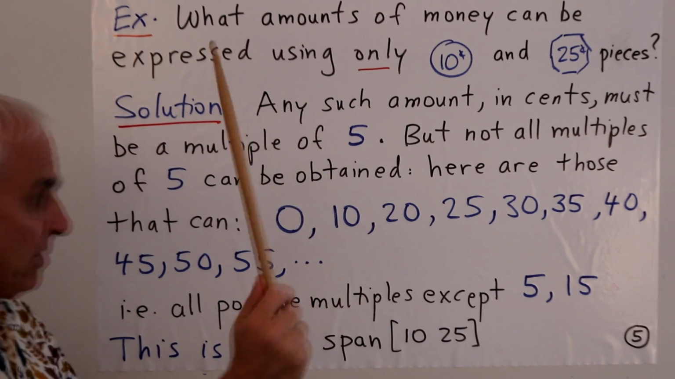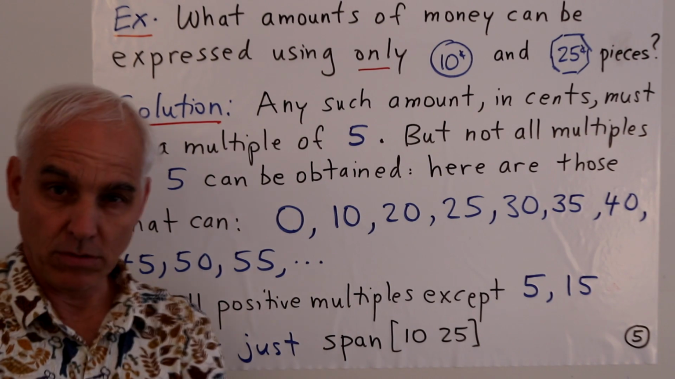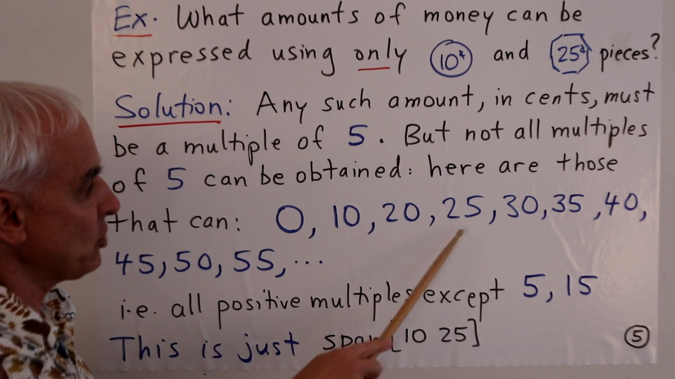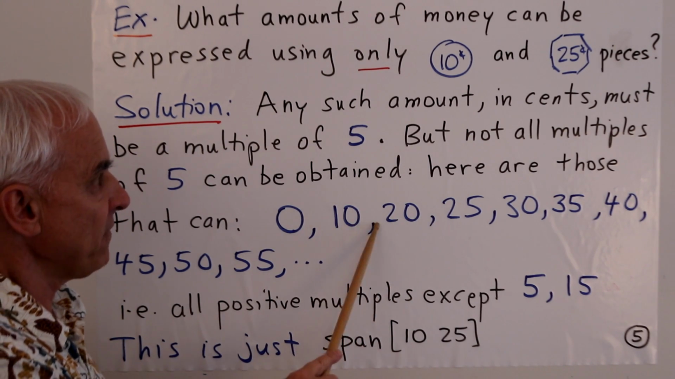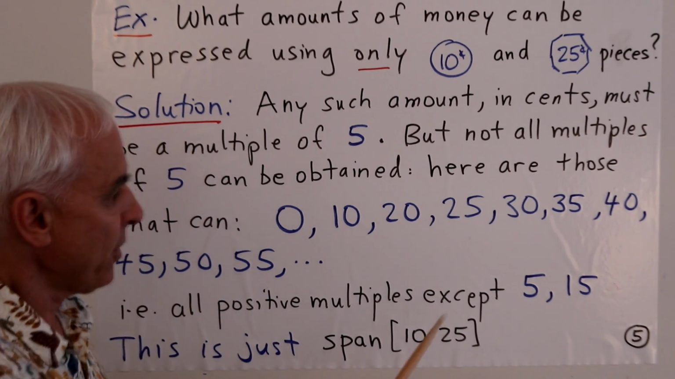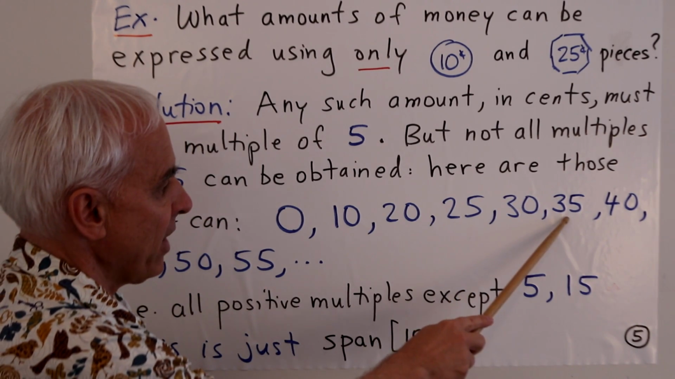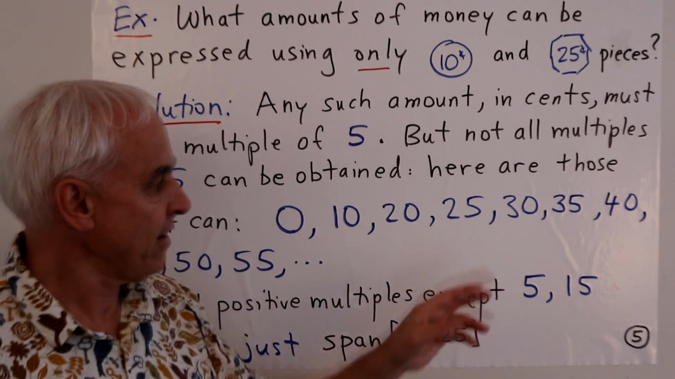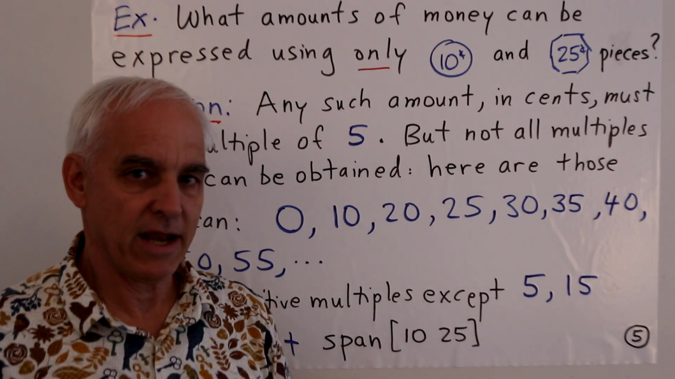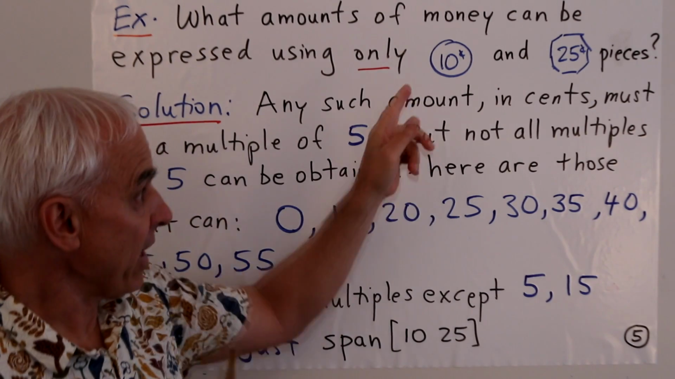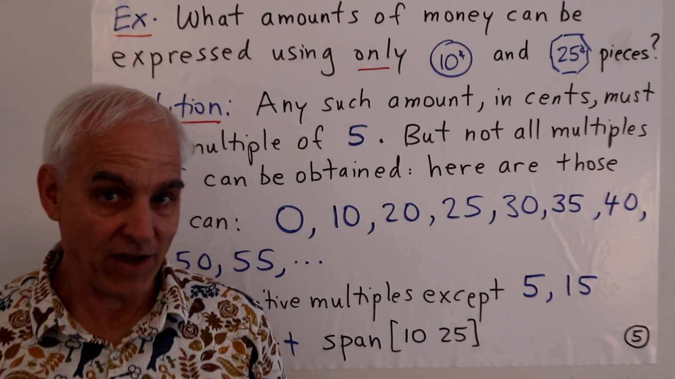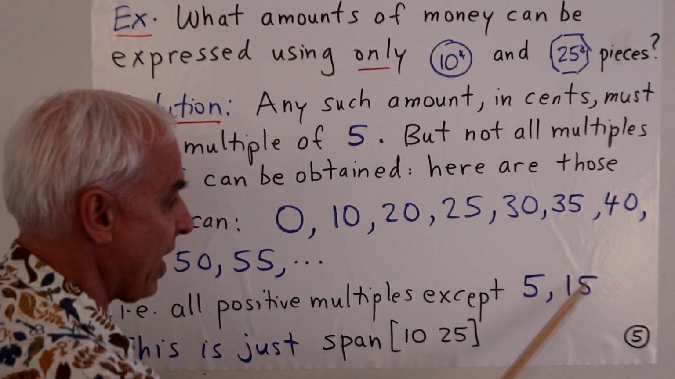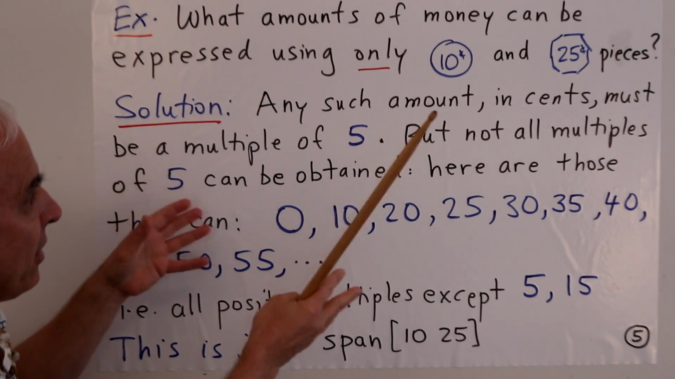So the ones that can be obtained are, first of all, 0. 10 cents is of course included, and 20 cents as well, because that's just 2 of those, and 25. But notice that 5 and 15 are missing here. 30, and then 35, and then 40, and then 45, and 55. In fact, it's not too hard to see that after this point here, we can get any multiple of 5 by just using 10-cent and 25-cent pieces. So all positive multiples except for 5 and 15 are obtainable this way.